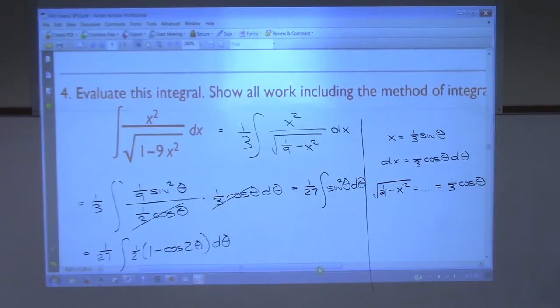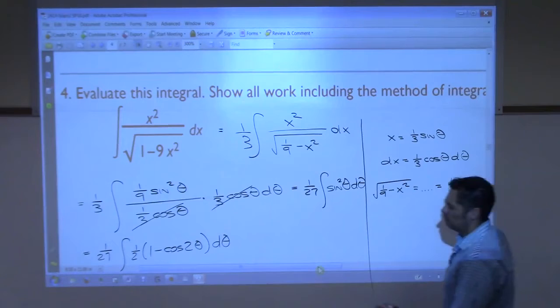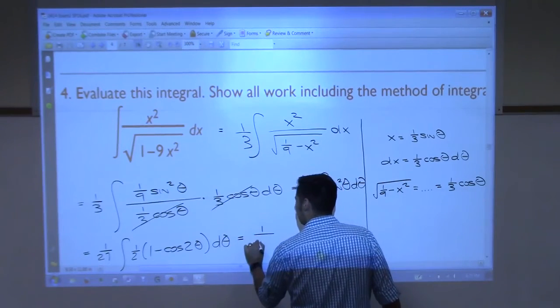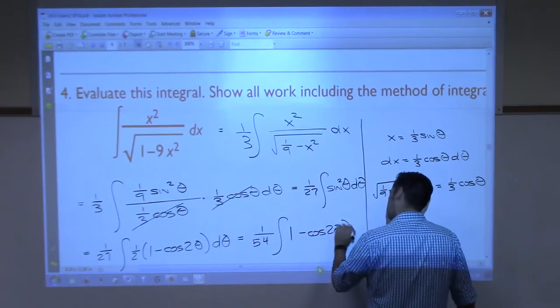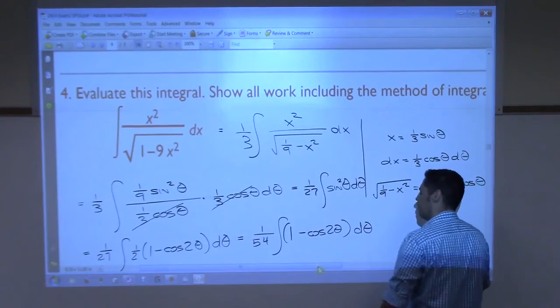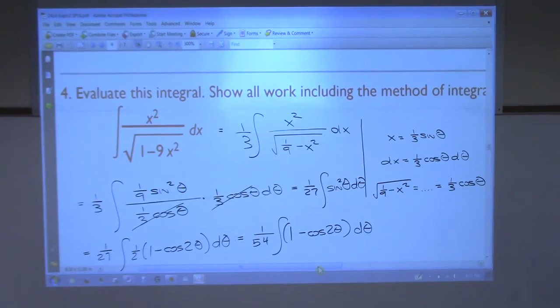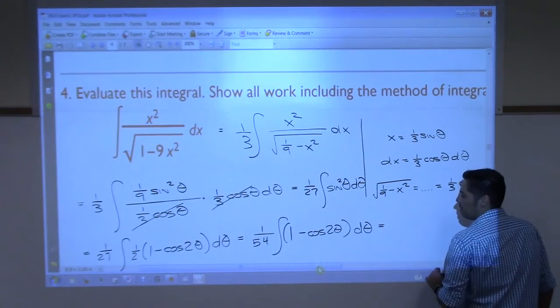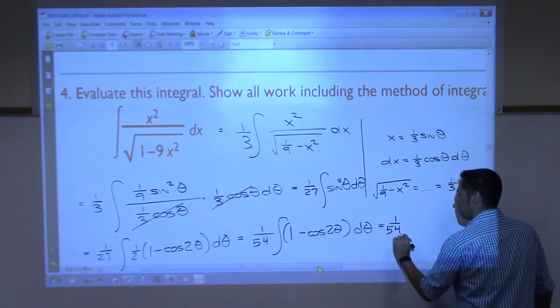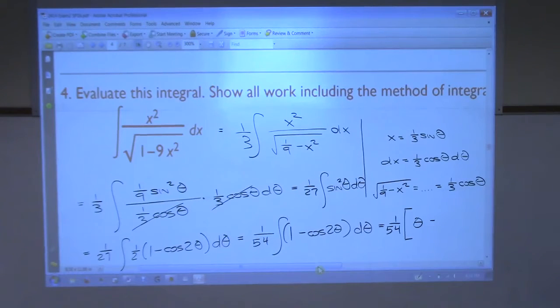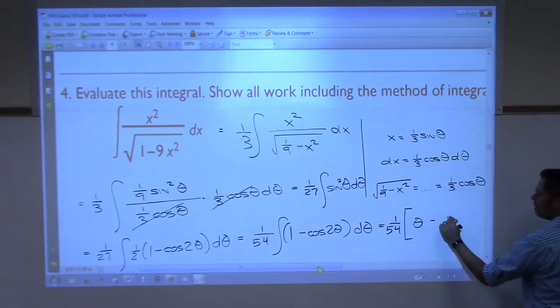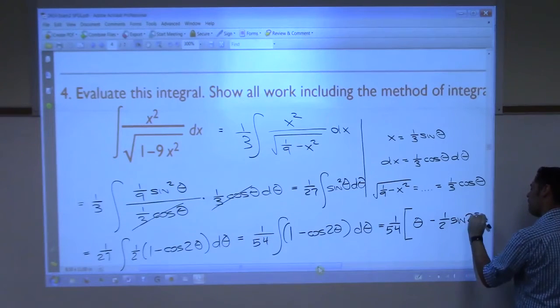Any questions on what I did there? We should be at a place where we can just crank out the antiderivatives of each one of those. The antiderivative of 1 is just theta. So I'm going to do this 1/54th, and then in a bracket I've got theta minus, what is the antiderivative of cosine 2 theta? 1/2 sine 2 theta, plus c.